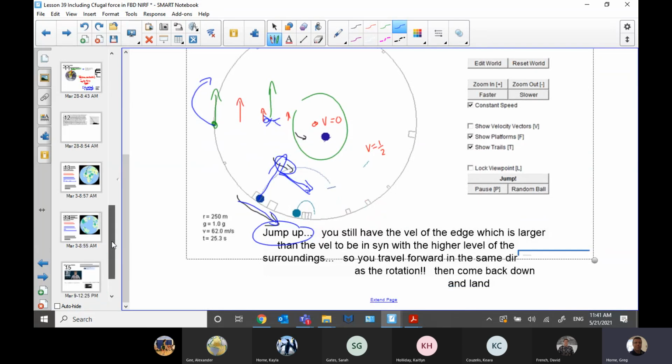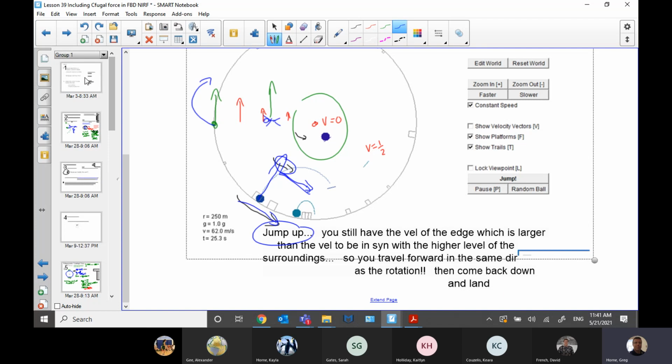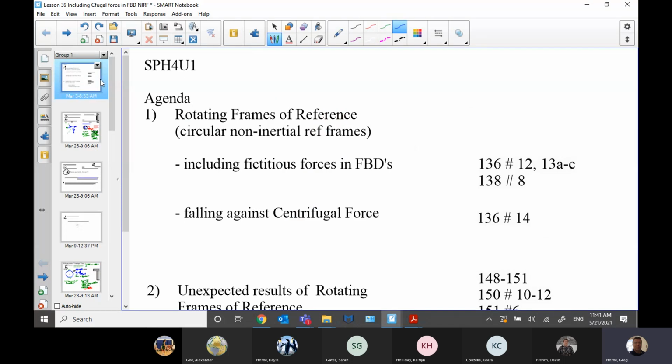But when you toss it up and down, the difference is that you'd be able to tell. If you were in a rotating reference frame for artificial gravity, you'd toss something up and down and it would move sideways. You'd be like, oh, I must be in an artificial gravity situation.